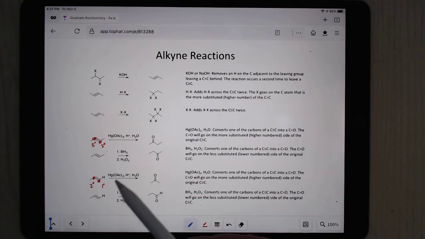So if you're doing oxymercuration, it usually ends up with a ketone. If you're on a terminal alkyne and you do hydroboration, you're going to end up with an aldehyde. So this is a nice way of making an aldehyde.